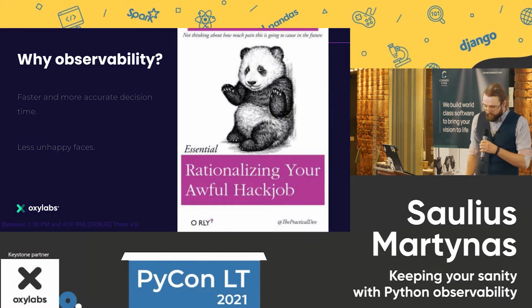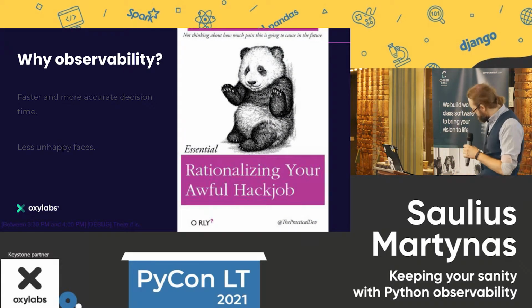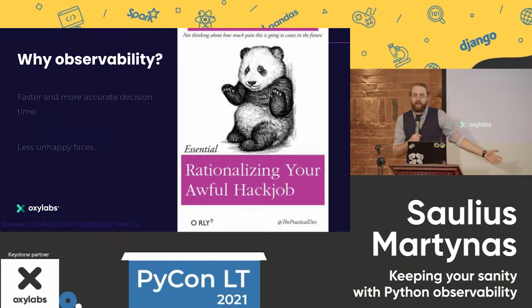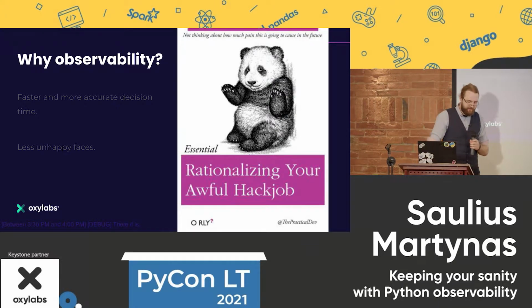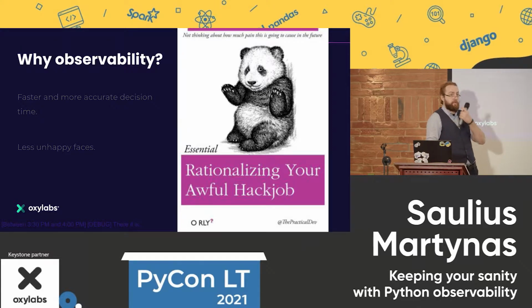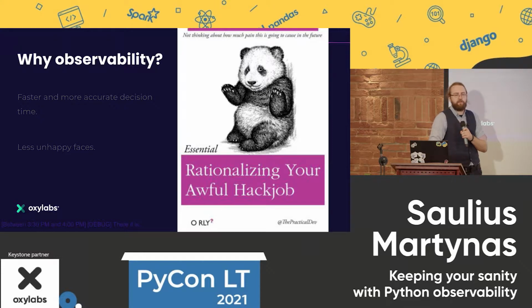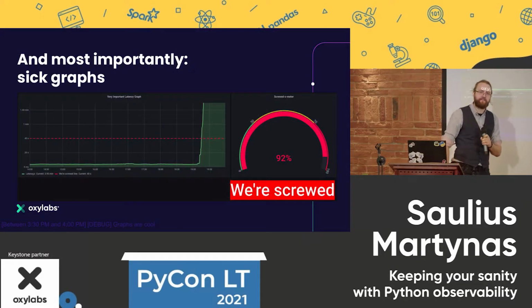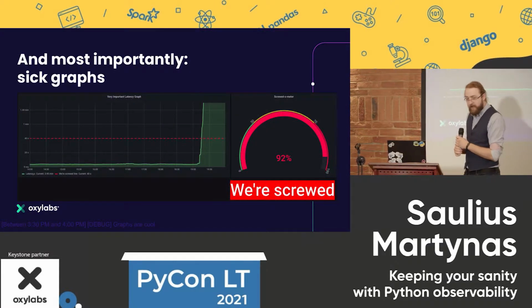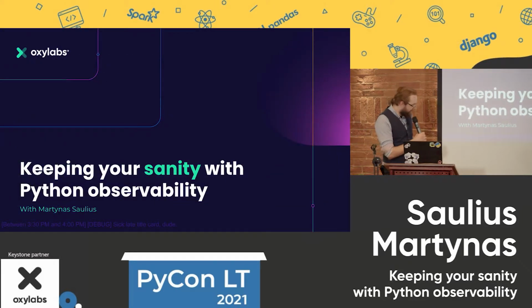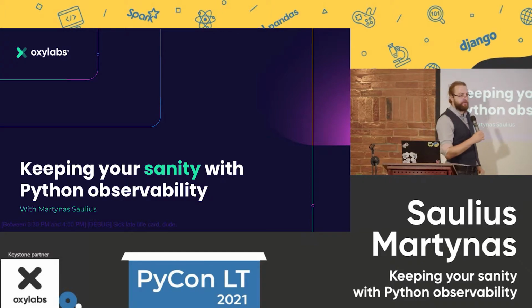Also, it rationalizes whatever you do in your code. May it be some weird snippet of code that you have no idea how it works, but it works, or such code that it's perfect, very readable, and so on. It just rationalizes. You know what's going to happen with that code. And lastly, you can make some sick graphs. Everybody likes graphs. Have I sold you on this idea? If yes, then join me in exploring how to keep your sanity with Python observability.